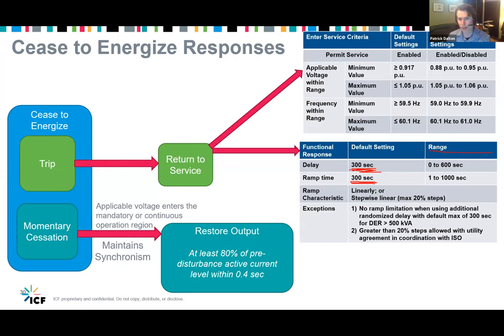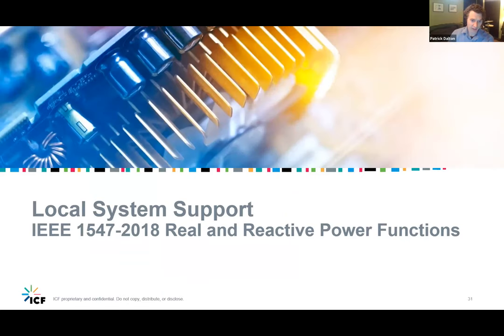Except if it's a small DER unit, a randomized delay can be used instead of that ramp time. If we think about a neighborhood that has hundreds of rooftop solar systems and think about the aggregate response of those systems coming back online with randomized delay, it would look a lot like potentially a stepwise linear function. And so that's helpful for the grid. Momentary cessation we just talked about, and that's that very quick restore output, 80% in less than half a second. So that's the general information.